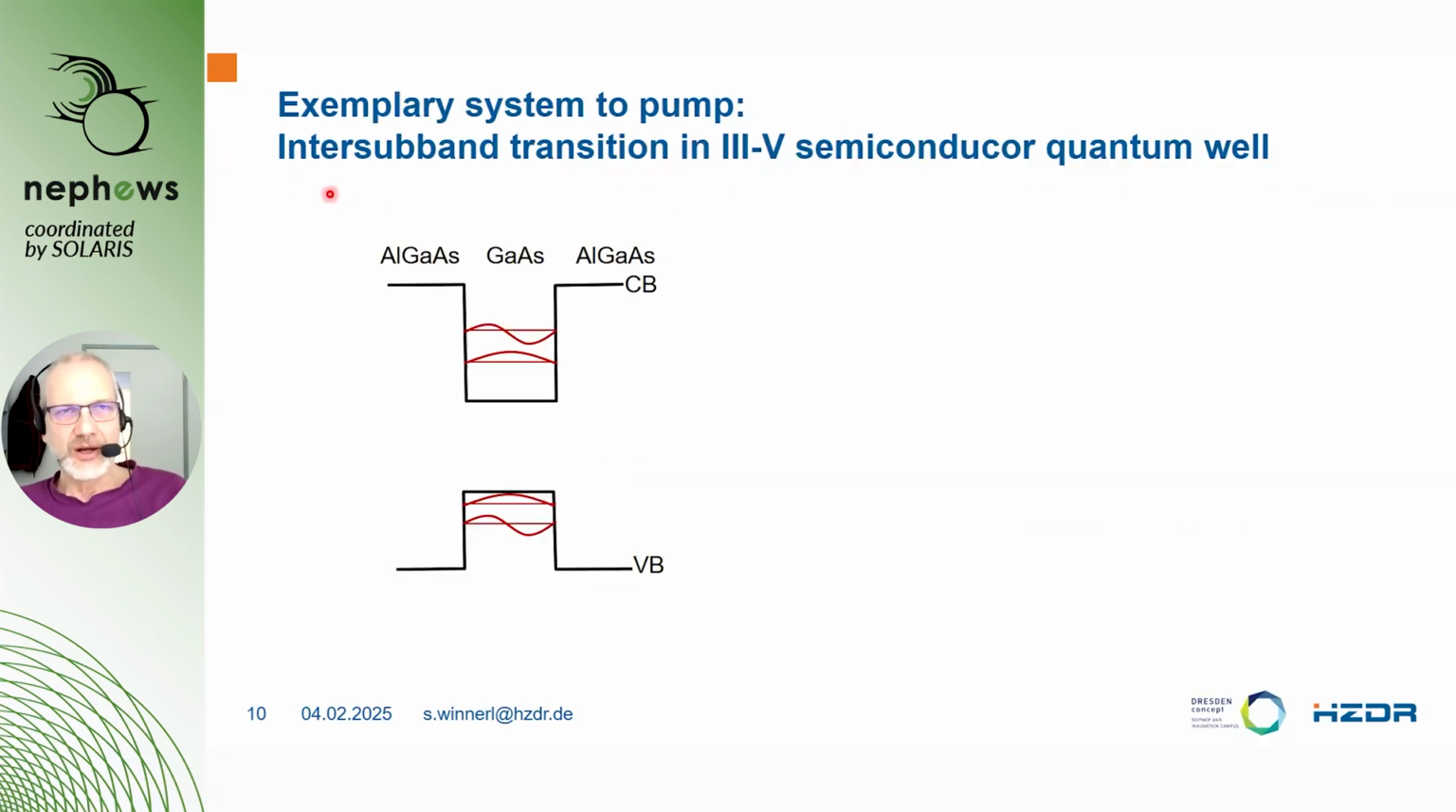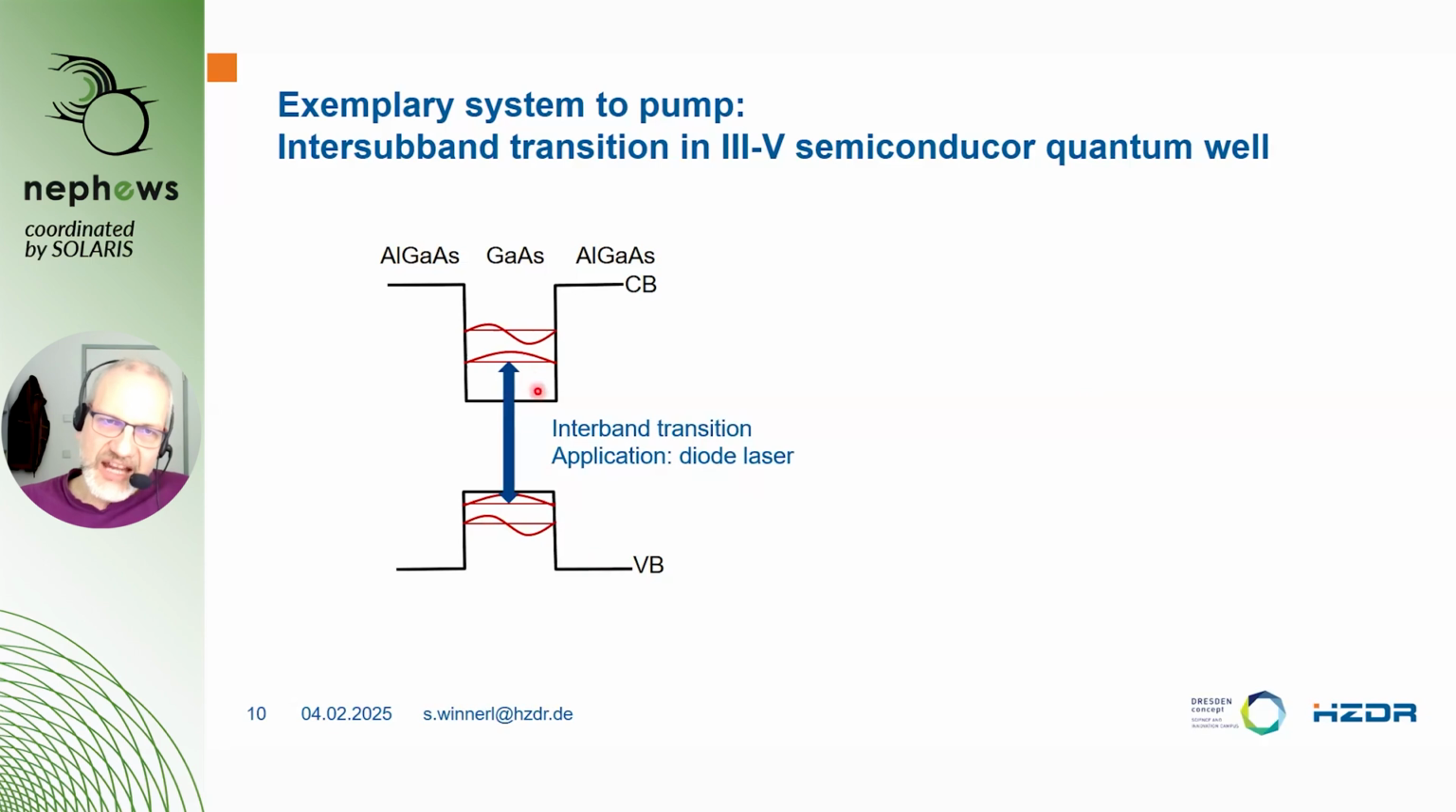The model system we use to study this is inter-subband transition in III-V semiconductor quantum wells. So it's depicted here, a gallium arsenide quantum well embedded in aluminum gallium arsenide. So the aluminum gallium arsenide has a larger band gap, and this forms a quantum well here where electrons and holes can sit in this quantum well. So they can move freely along the plane of a quantum well, but are confined in one direction.